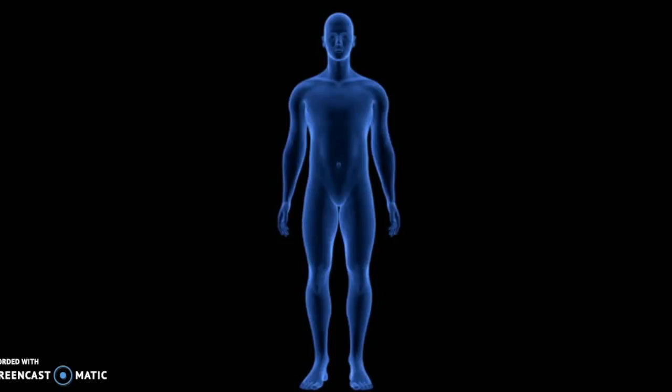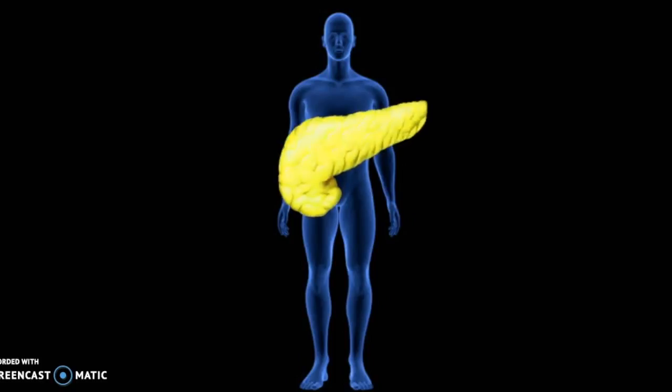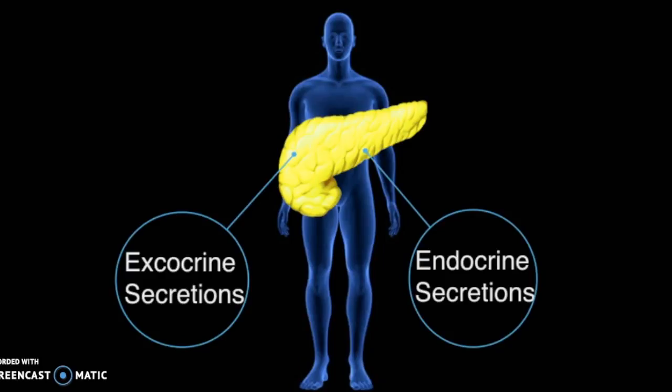One of the main areas that we encounter glucose in the human body is within the endocrine system, so in the pancreas here. The pancreas has two major secretions. There's exocrine secretions and endocrine secretions. We will talk about what ways these secretions are involved with glucose in the body.